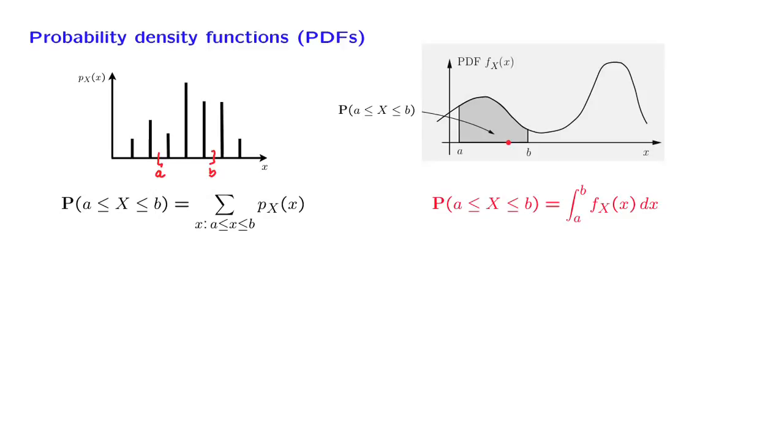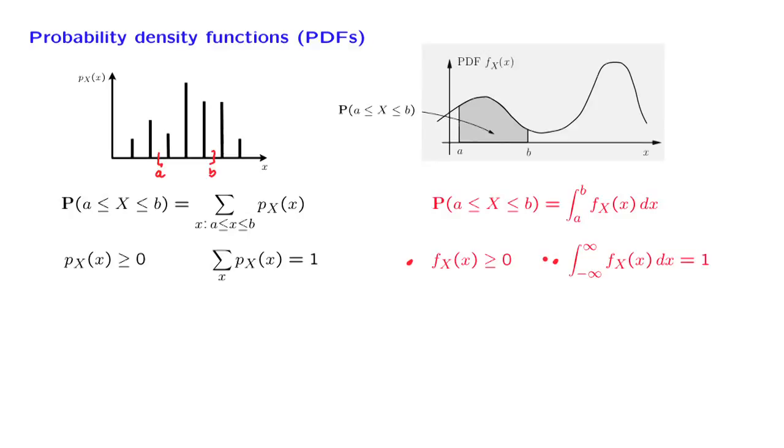What properties should the PDF have? By analogy with the discrete case, a PDF must be non-negative because we do not want to get negative probabilities. In the discrete case, the sum of the PMF entries has to be equal to 1. In the continuous case, X is certain to lie in the interval between minus infinity and plus infinity. So letting A be minus infinity and B plus infinity, we should get a probability of 1. So the total area under the PDF, when we integrate over the entire real line, should be equal to 1. These two conditions are all that we need in order to have a legitimate PDF.